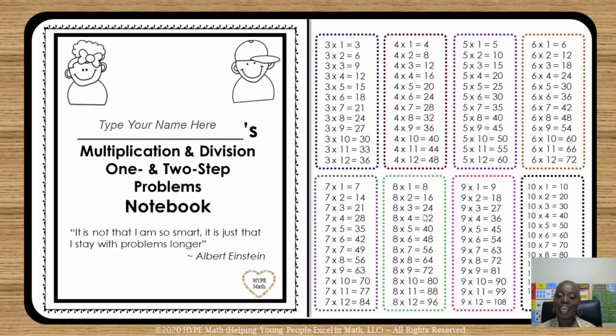Of course, all of our digital books start with a cover page where students can put in their name, and also on the right hand side to be able to see our handy dandy multiplication table so that students can practice their multiplication facts, because we know practice makes better.